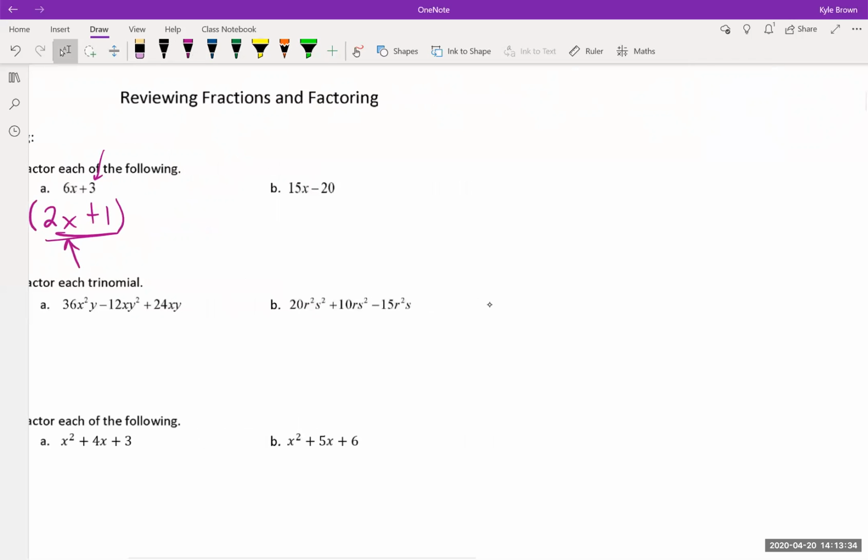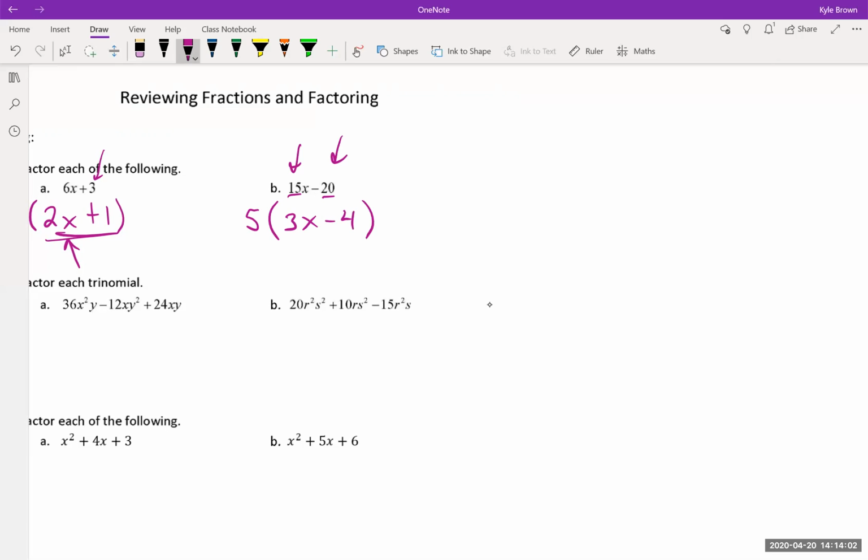Okay, so let's do this one quick. I'm looking at both of these and saying, okay, what's common to both here? Well, what goes into 15 and into 20? Well, 5 does. Okay, so first step, say 5. So it's going to be 5, start a bracket, and then write what we have left. So 15 divided by the 5 I took out is 3x. And then negative 20 divided by 5 is negative 4.